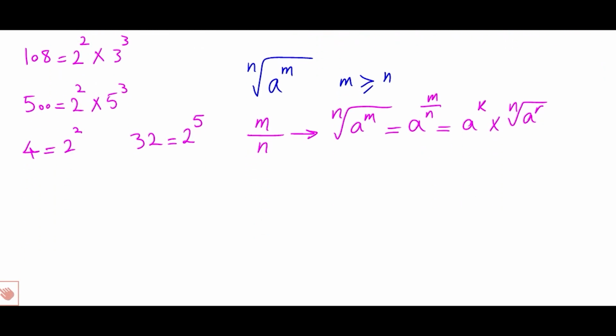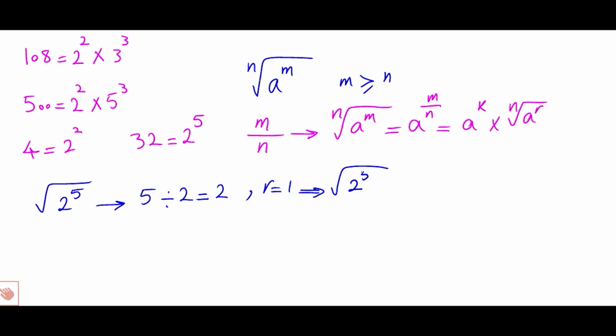Okay? For example, the square root of 2 to the power of 5. Step 1. 5 divided by 2, the quotient is 2 and the remainder is 1. So the square root of 2 to the power of 5 is equal 2 squared times the square root of 2 to the power of 1. So we have 2 squared is 4 times the square root of 2.